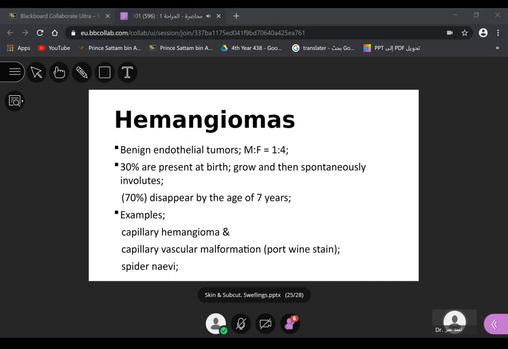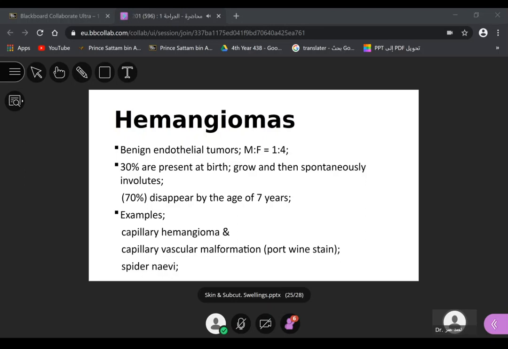The last benign skin lesions that I would like to mention in this presentation is hemangiomas. And usually these are benign. They are more common in females than in males, and 30% of these are usually present at birth. After birth they grow spontaneously, and then usually they involute or disappear in most of the cases by the age of 7 years.